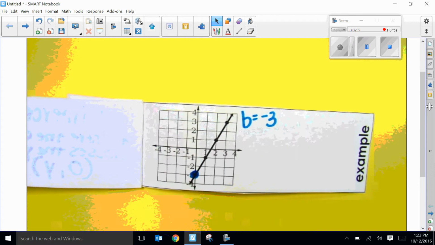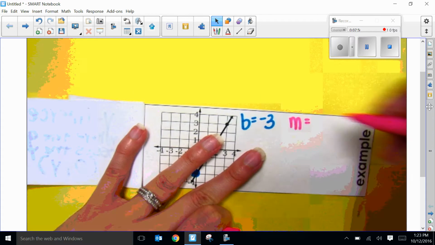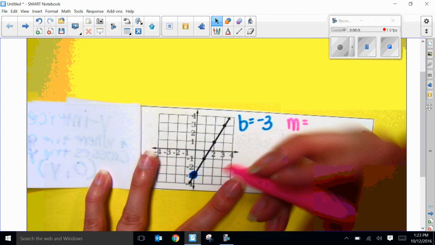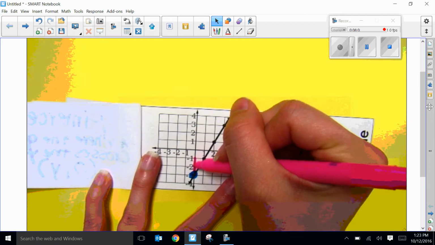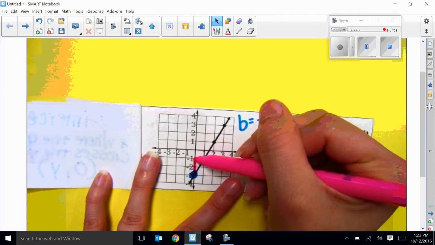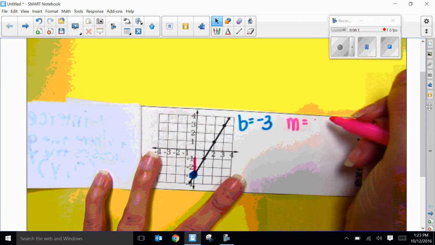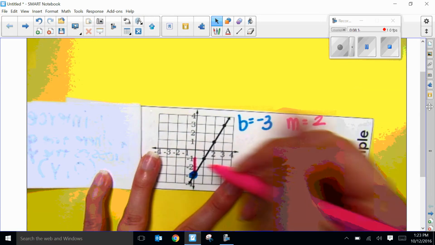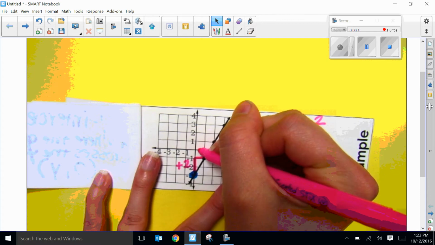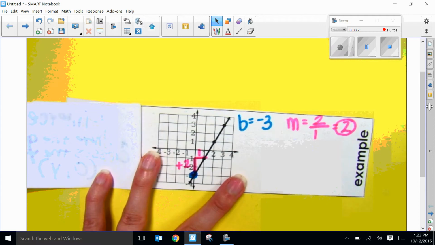The other thing I can find from this graph is my slope. I know my slope is change in y over change in x. The change in my y from one point to another is going from -3 to -1, going up by 2. So that's the change in my y. The change in my x is 1. So I have 2 over 1, which simplifies to 2 for my slope.